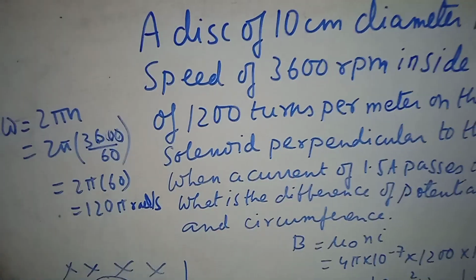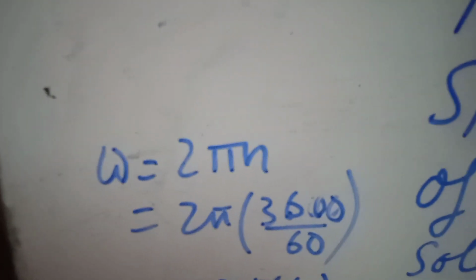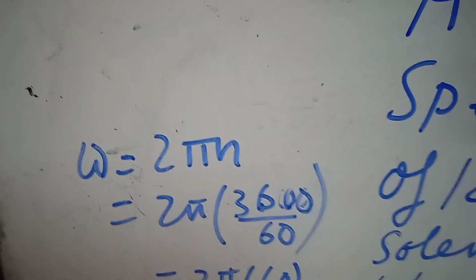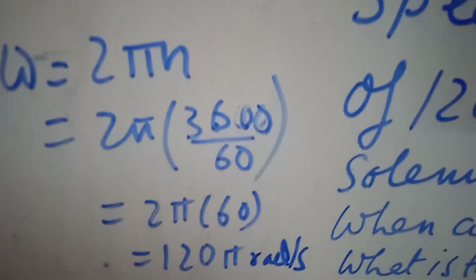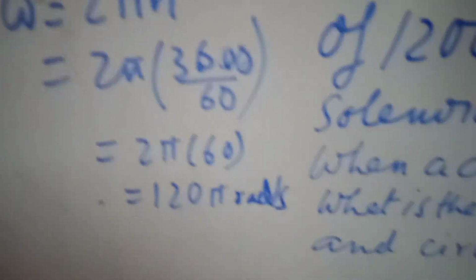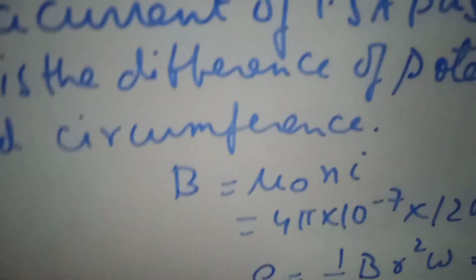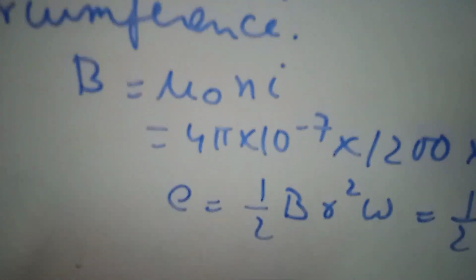First of all, 3600 rpm is converted to ω equal to 2π into n, where n is the number of rotations per second. So 2π into 3600 by 60 is equal to 2π into 60, that is 120π rad per second. Next formula, B equals μ0 into n i.